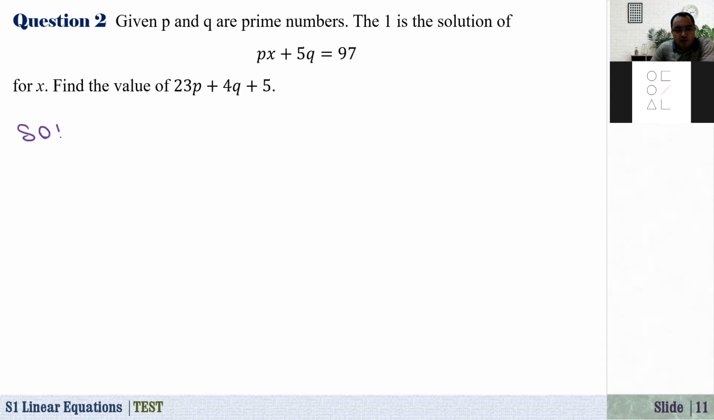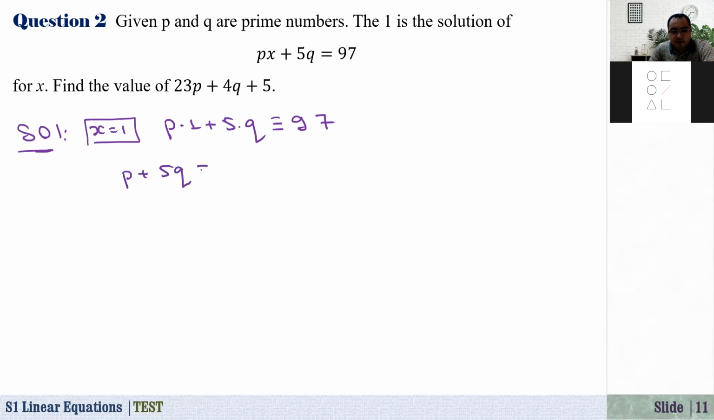Since 1 is the solution of this equation, when I substitute it into the equation, it must satisfy this. So when x equals 1, we will get an identity. That means that p times 1 plus 5 times q is identically equal to 97. So p plus 5q is identically equal to 97. That means its value is 97. It doesn't change. So what is the question here? We need to find the value of 23p plus 4q plus 5, right?